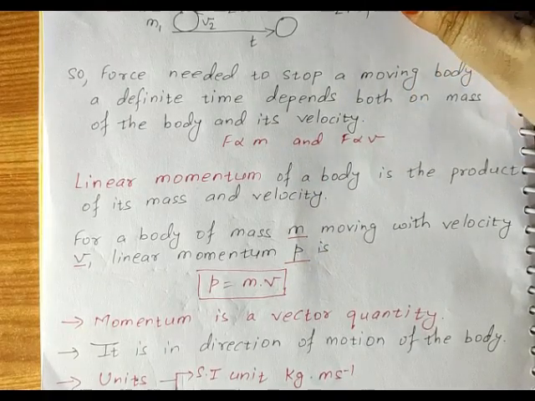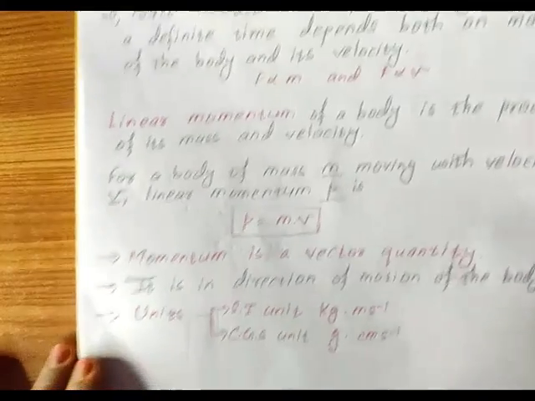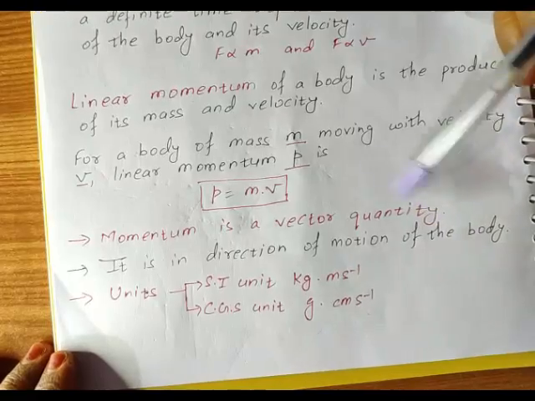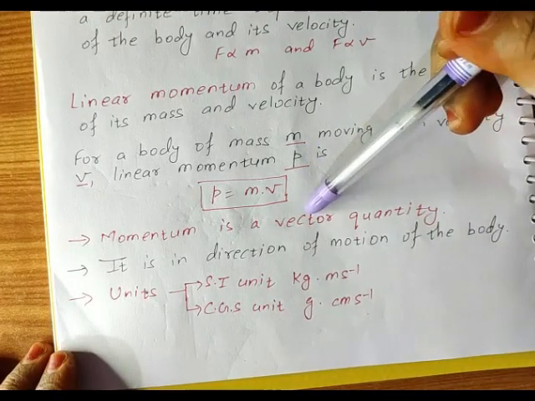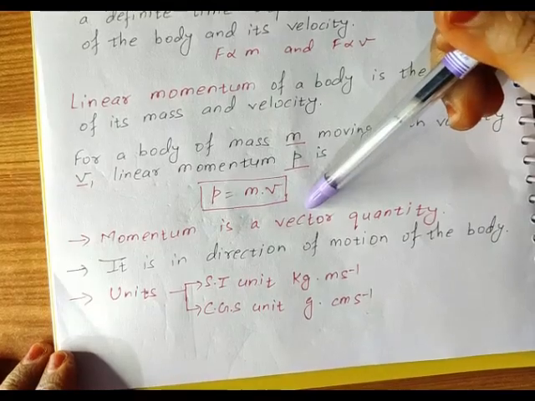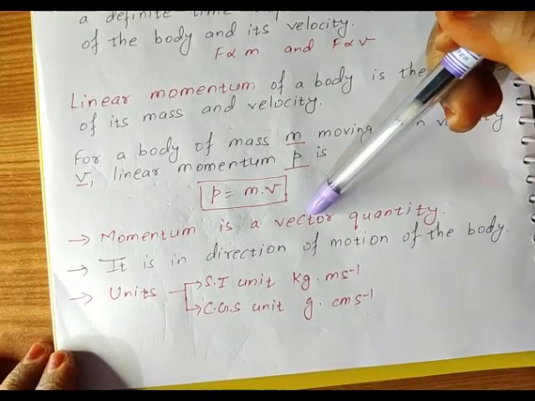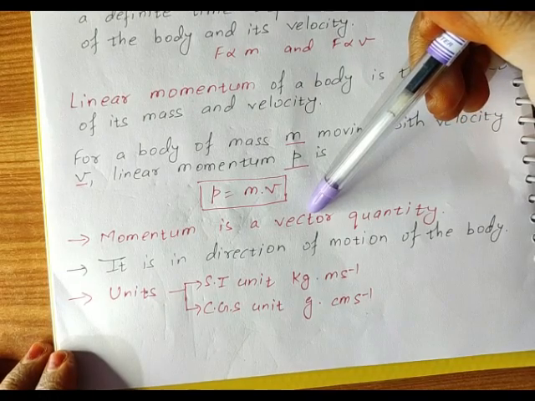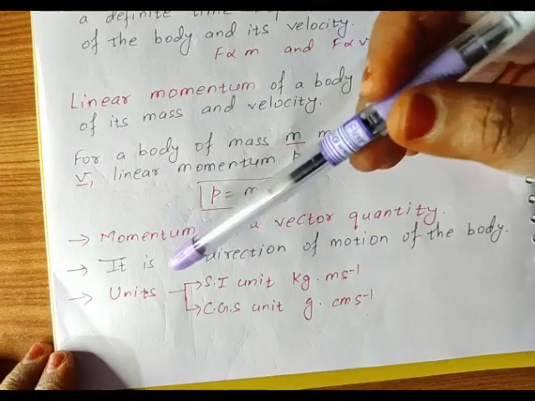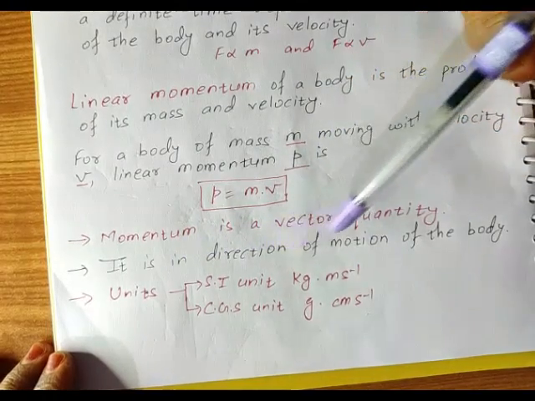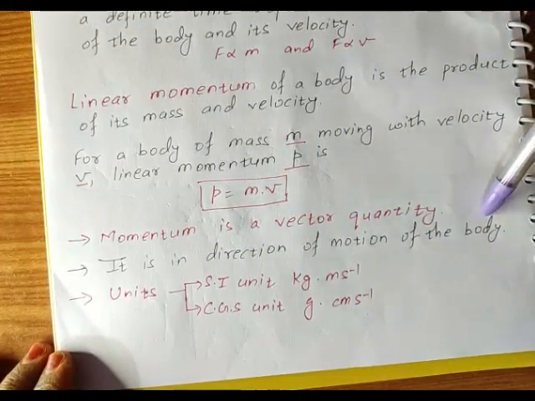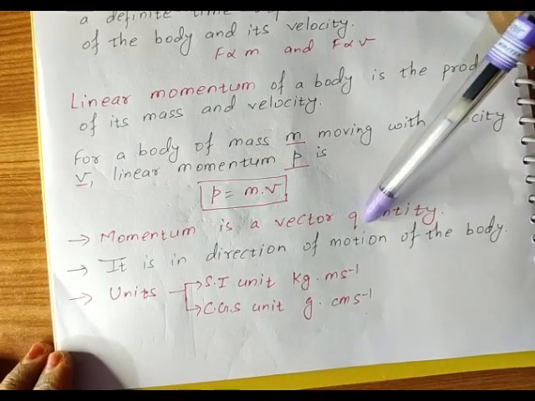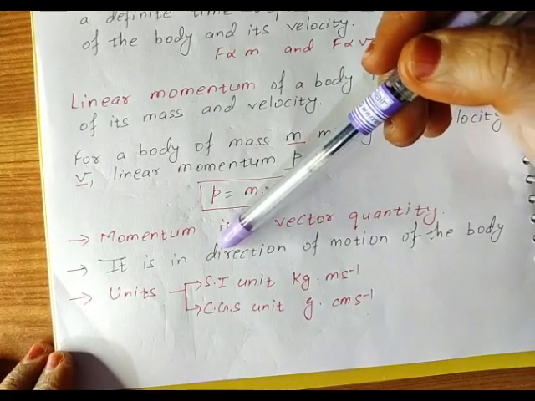Okay, now what is its nature? Momentum is a vector quantity. It is which type of quantity? Vector quantity. Vector quantity means it is not only having magnitude, it is also having direction. So what is the direction of momentum? The direction of momentum is along the motion of the body. Means body is moving in which direction? That is only the direction of momentum.